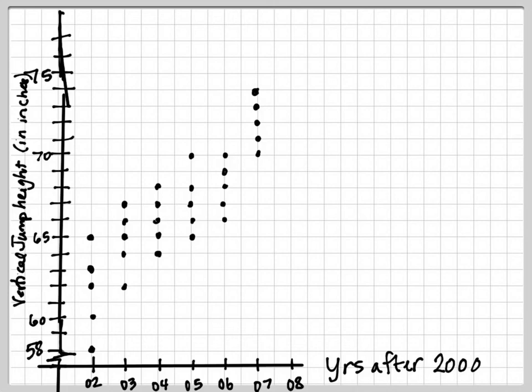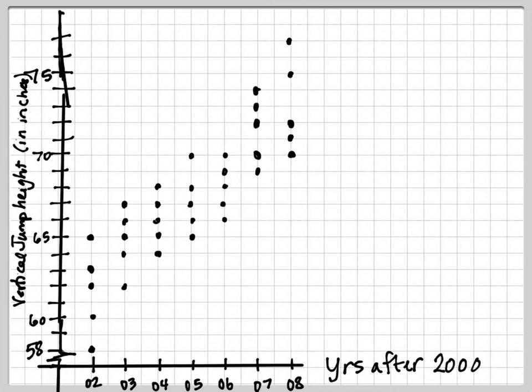Something's off. Let me try this again. Okay, I had 74, 72, 73, there it is, 70 and 70, 69, here we go. And then I have 77, 75, 72, 71, and 70. Yuck. What a bunch of dots.